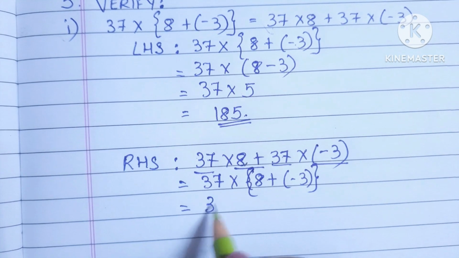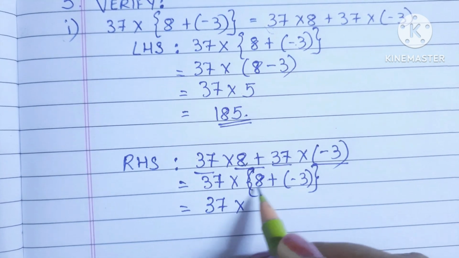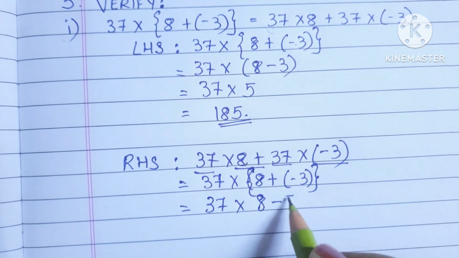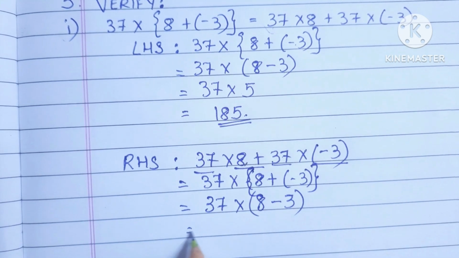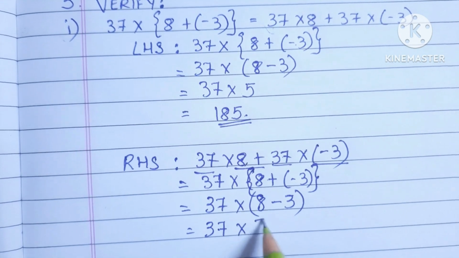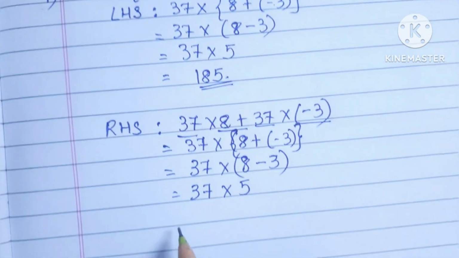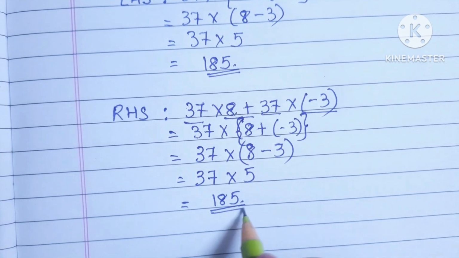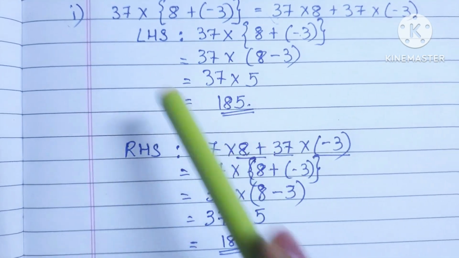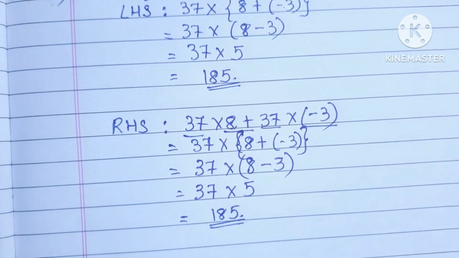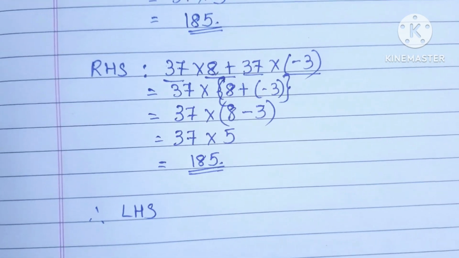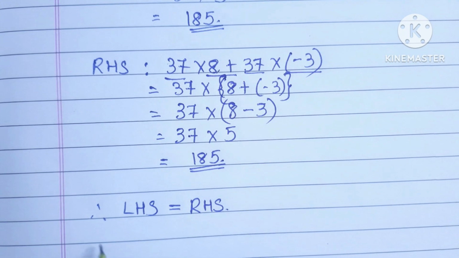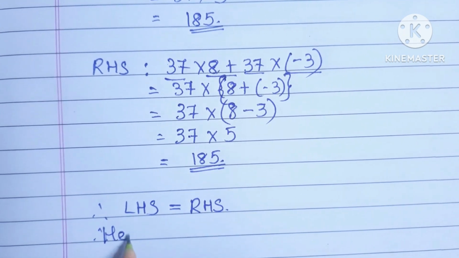So 37 multiplied by 8 plus minus 3, 8 minus 3 gives me 5. 37 multiplied by 5, so the answer is again 185. Here we can see the left hand side and the right hand side are equal. Therefore left hand side is equal to right hand side. Hence verified.